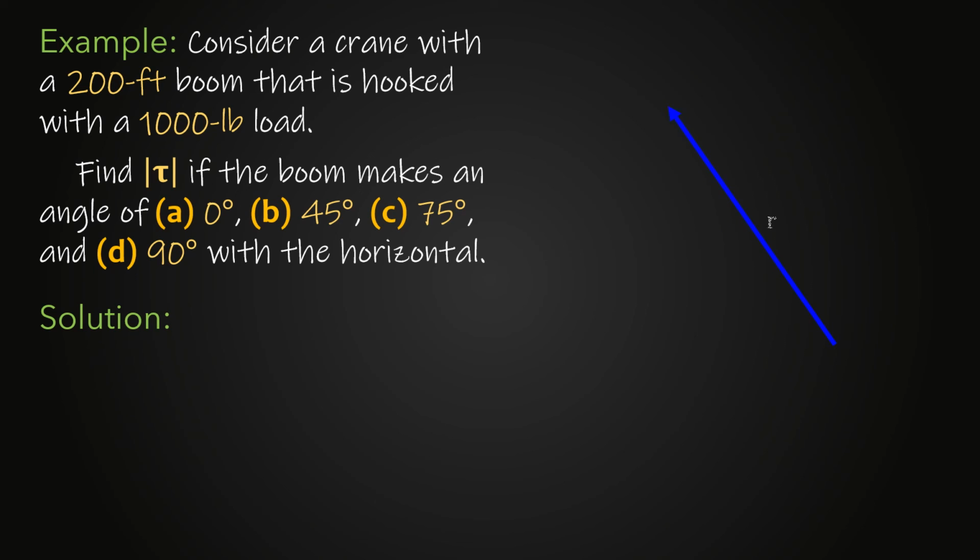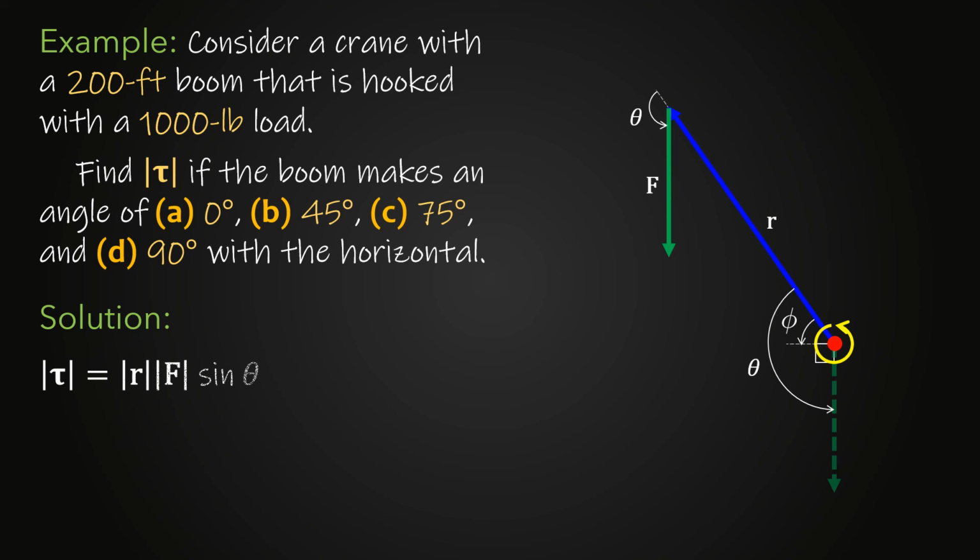First, let's draw a diagram showing all the vectors and angle measurements. Let phi be the angle that the boom makes with the horizontal. Because F is directed downwards, it makes an angle of 90 degrees with the horizontal. It follows that the angle theta between r and F is phi plus 90 degrees. This means that the magnitude of torque is the product of the norms of the position and force vectors times the sine of phi plus 90 degrees.